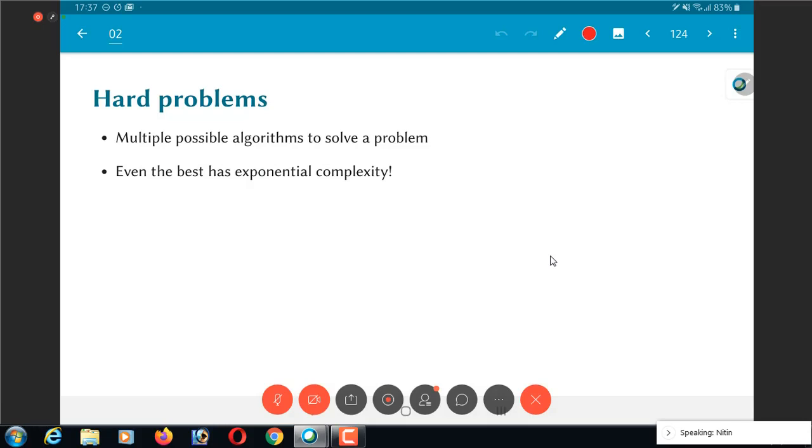In the case of so-called hard problems, what we are saying is even the best possible solution that we can find has at least exponential complexity. What is exponential? Exponential means 2 power n, 3 power n, or in general, k power n. And in fact, factorial is even worse. So we are not even looking at that. If the best algorithm that you can come up with for a given problem has factorial running time in the size of the input, then that's really bad. It's even worse than exponential.